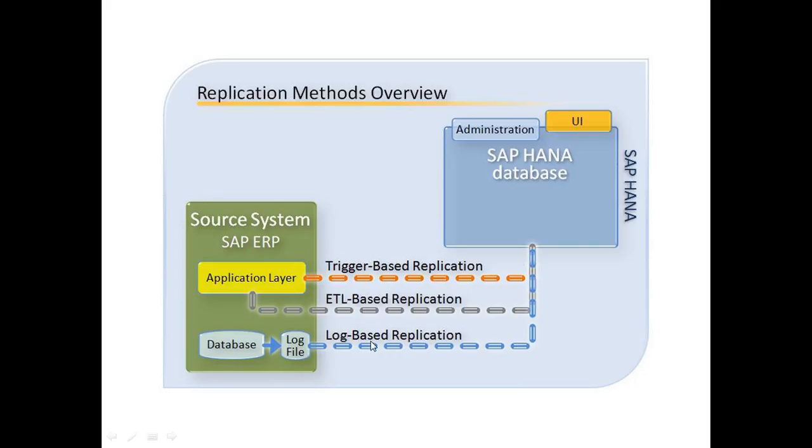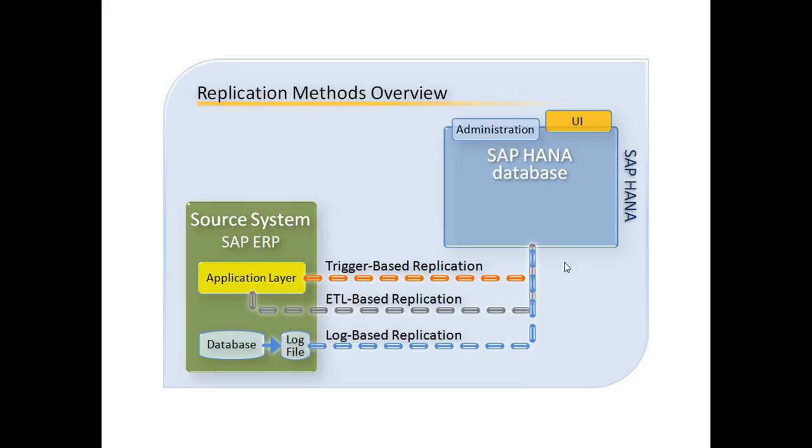For this log-based replication, we depend on the Sybase technology. And for this trigger-based replication, we depend on the SAP technology. SAP provides a replication server which is called the LT server, which stands for Landscape Transform Server, for bringing the data from the SAP ERP systems into this SAP HANA database. Log-based replication depends on Sybase replication server for bringing the data from the SAP systems into this HANA database, and the ETL-based replication depends on the Business Objects Data Services for bringing the data into this SAP HANA database.